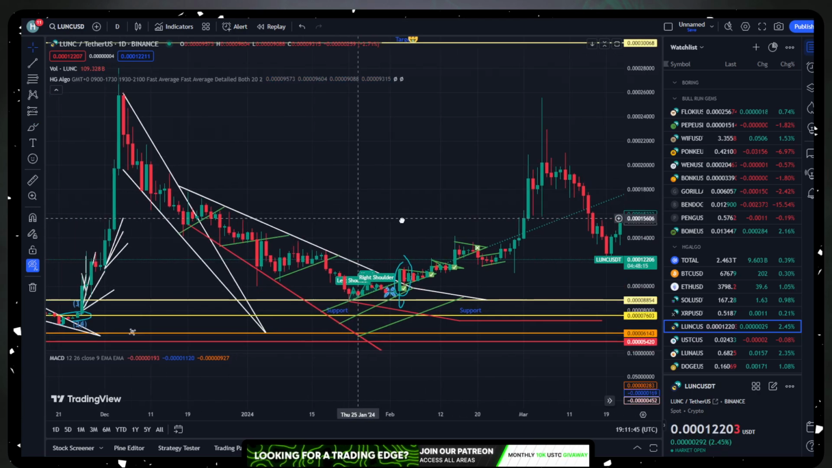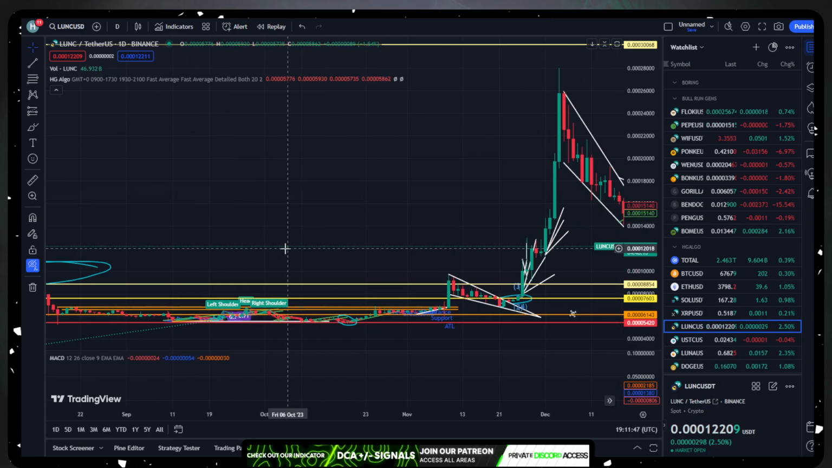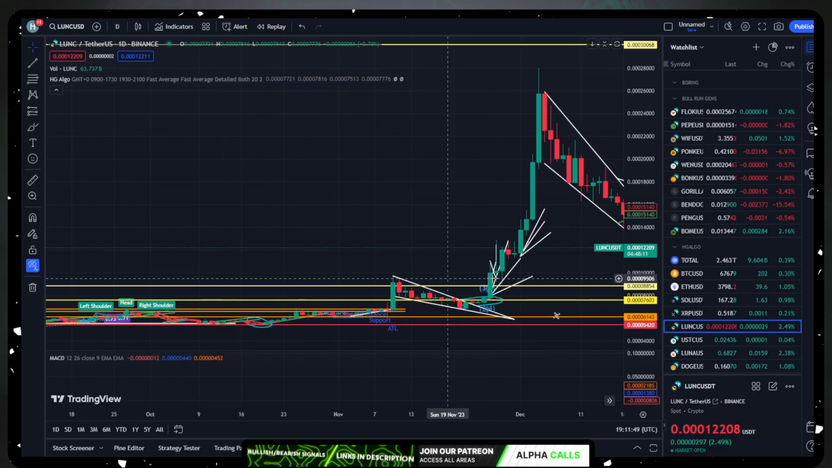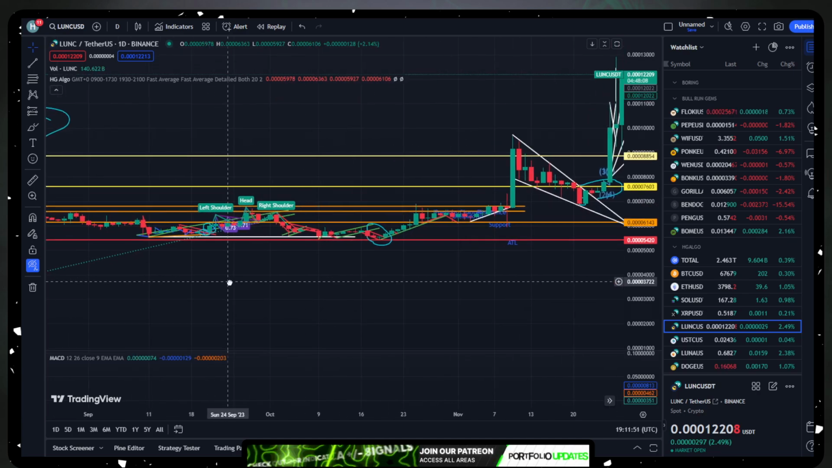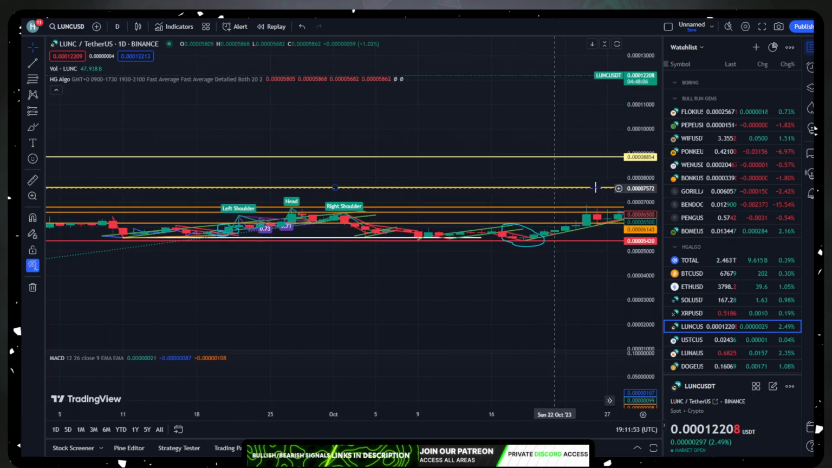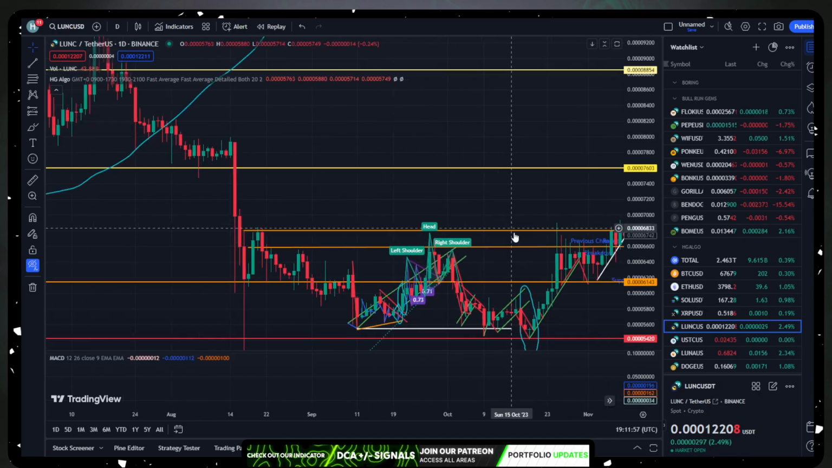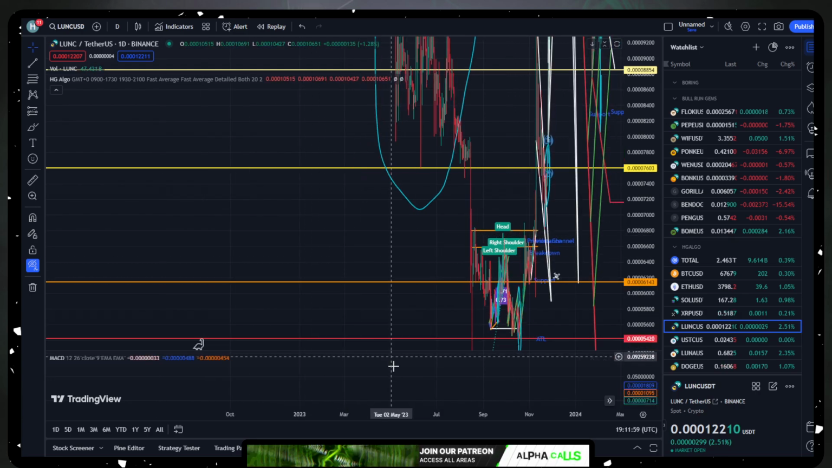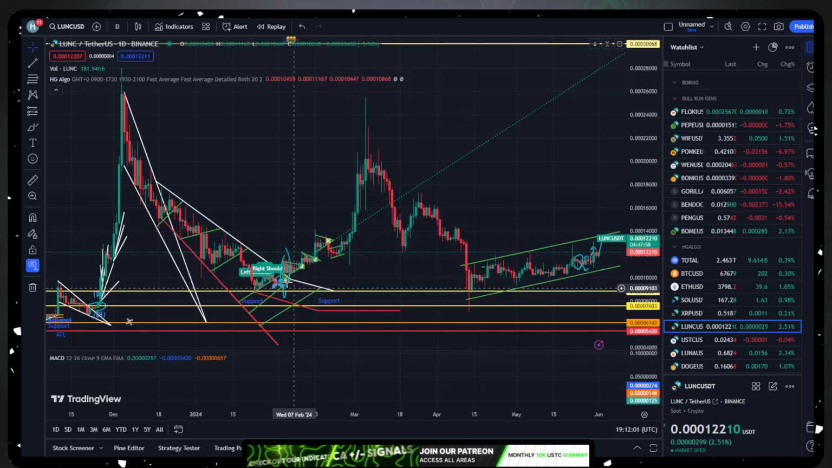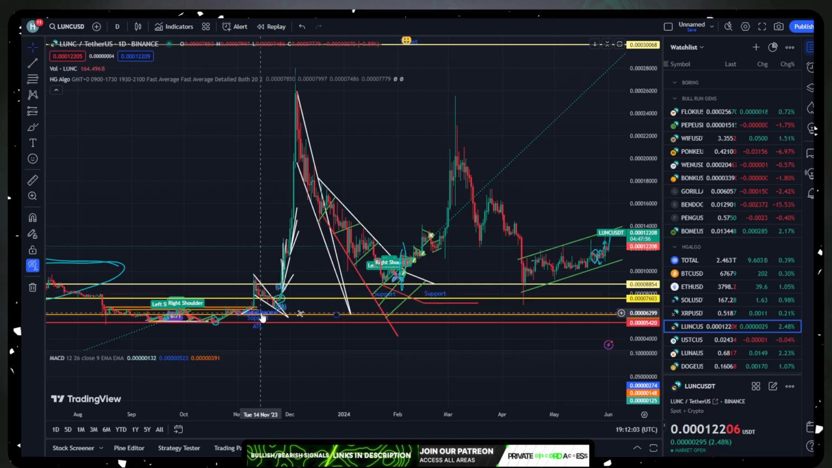So dojis can be read in many different ways, but for us, dojis are very significant. We've had a lot of these dojis in the past, and they normally kick off. You've got another one here, so let me expand the chart out. You've got another one back here. So each time we've had a pump, each and every time LUNC has moved, we've seen these dojis and these pole and flag structures before we get one of these big moves.